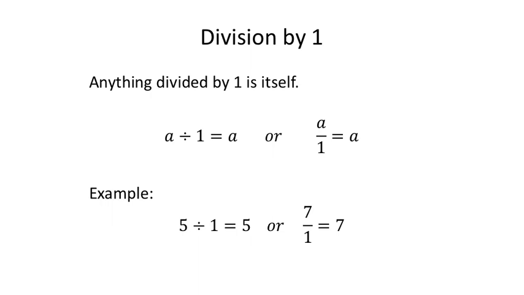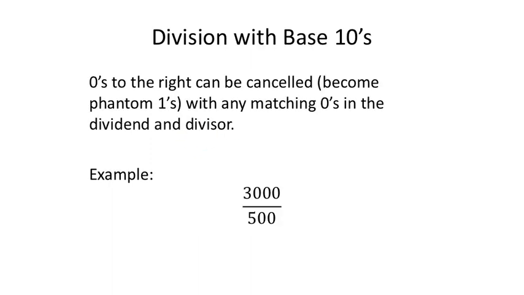Now, this property becomes pretty crucial later on. But just understand, it's kind of like multiplying by 1. If you multiply something by 1, you get the same thing back. Well, if you take something and divide it by 1, it's the same thing. But this does not work backwards. You would not say, well, 1 divided by something is the same thing. No, it's only when 1 is the divisor that this works.